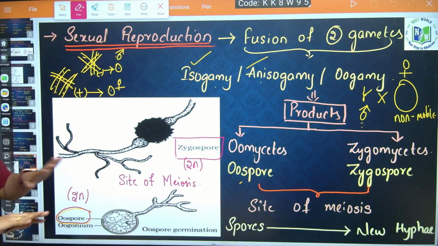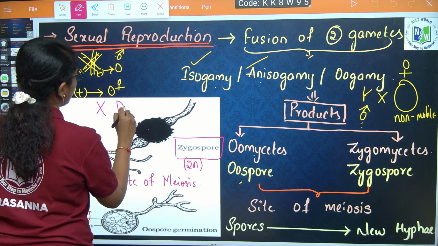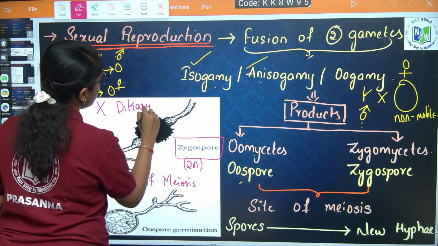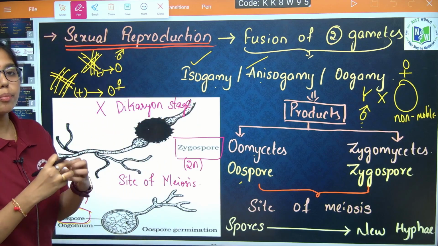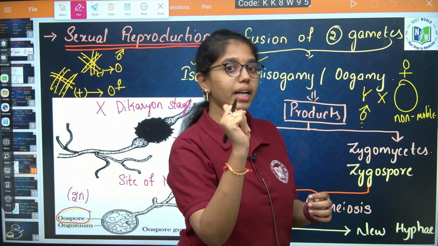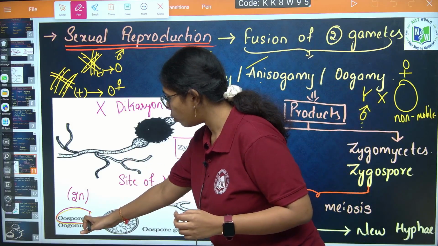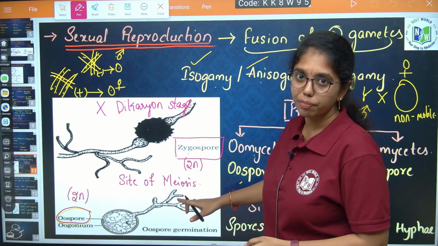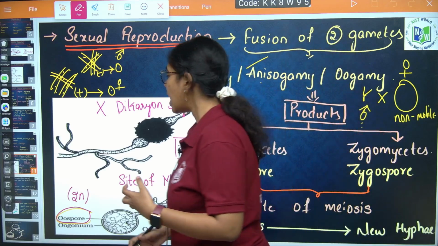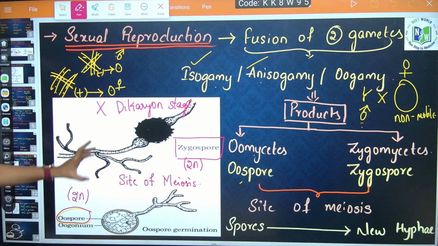Here the dikaryon stage is not present in Phycomycetes. There is no dikaryon stage, because immediately after protoplasmic fusion, karyogamy takes place. The diploid zygospore and oospore are formed immediately after plasmogamy, and they are the sites of meiosis. Immediately they undergo meiosis and release spores. This is how sexual reproduction in Phycomycetes takes place.